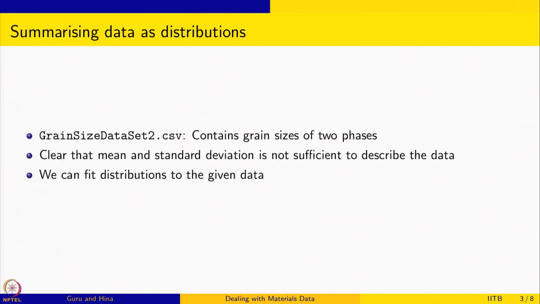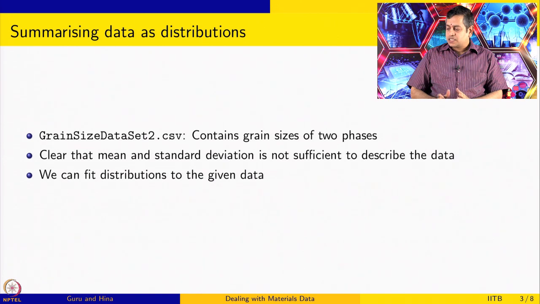This is a case where the steel consists of two phases and the grain size data of both the phases is available in a CSV file. And it is very clear that if you just look at the mean and standard deviation, it is not sufficient to describe the data. So, we need to find the distributions that fit the given data. So, that is what we want to try in this session.